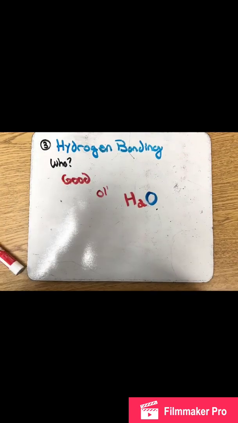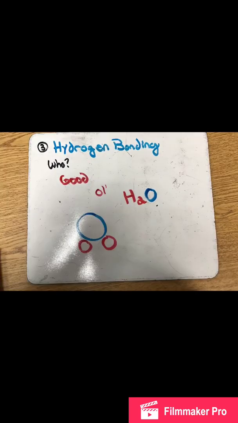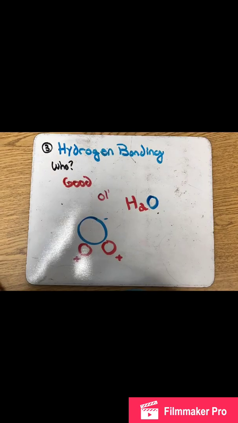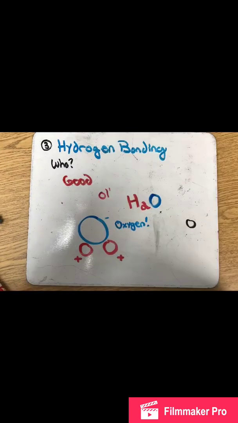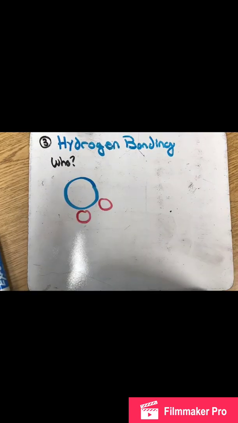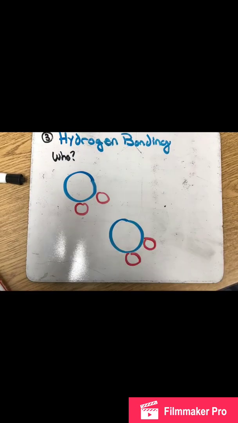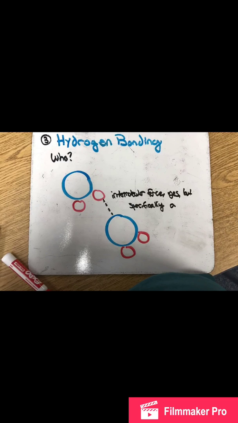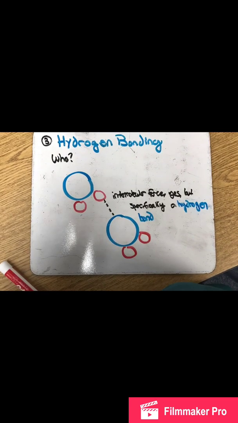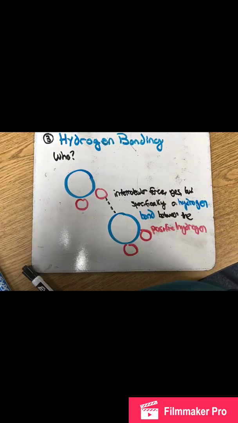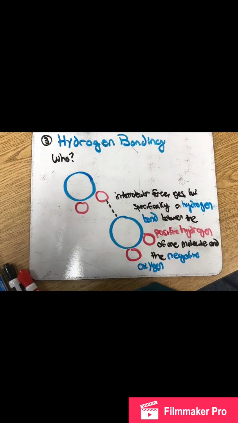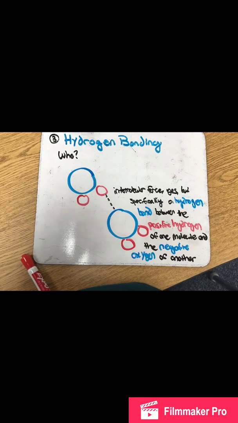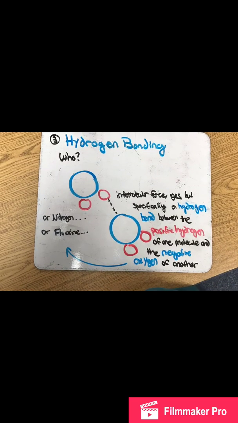It's good old H2O, which, if you remember, has one oxygen, which is one of the elements needed for hydrogen bonding, like nitrogen and fluorine, and it also has a hydrogen. Now, remember those two water molecules at the beginning of the video? There was an intermolecular force between them, specifically a hydrogen bond between the positive hydrogen of one molecule and the negative oxygen of another. Or, if you replace an oxygen with a nitrogen or fluorine, it is a hydrogen bond.